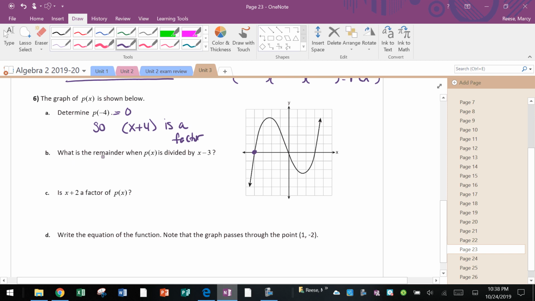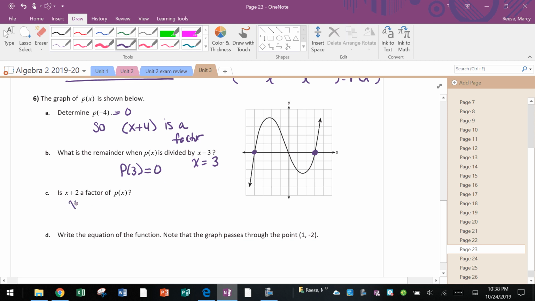So it actually says, what is the remainder when p of x is divided by x minus 3? Okay, so this is when x is equal to 3. So I go 1, 2, 3. When x is 3, I get 0.